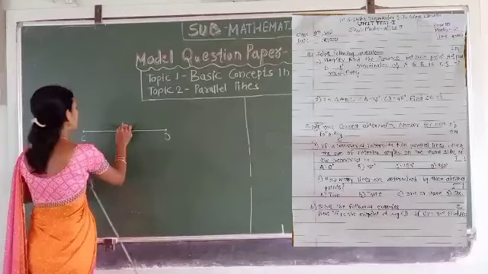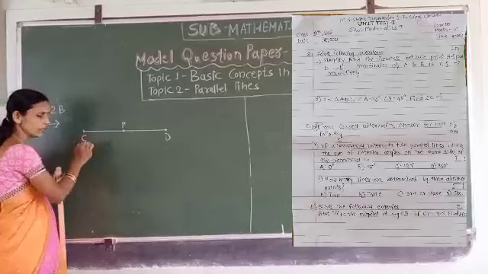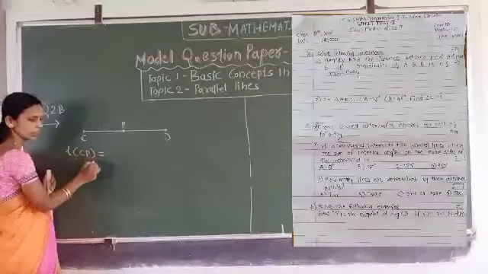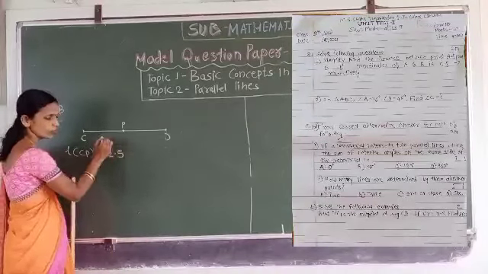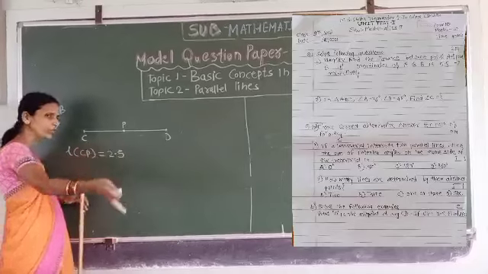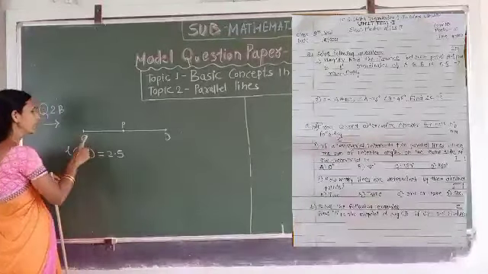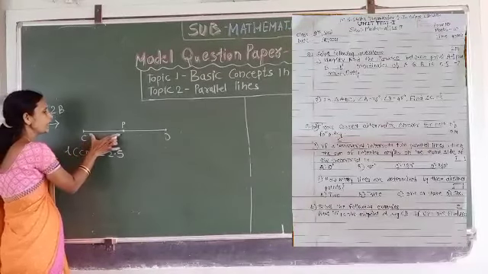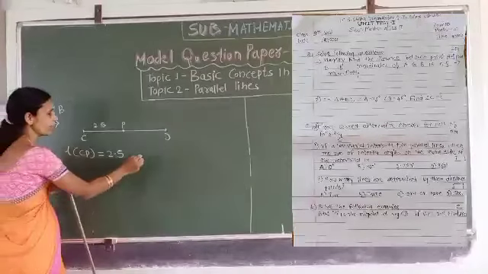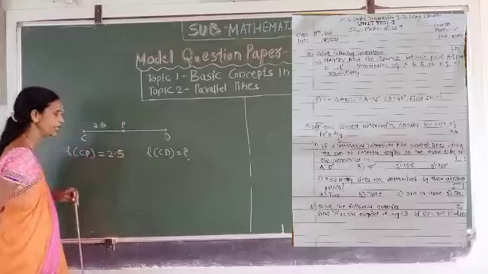That is point P, which is the midpoint of segment CD. Here the length of CP is given, that is 2.5. The unit is not given, therefore we have to read it as 2.5 units. Then see here, the CP distance which is given is 2.5. Then we have to find the length of segment CD.